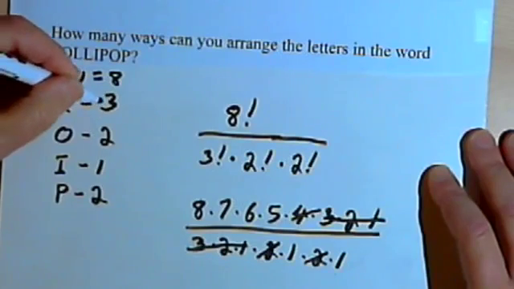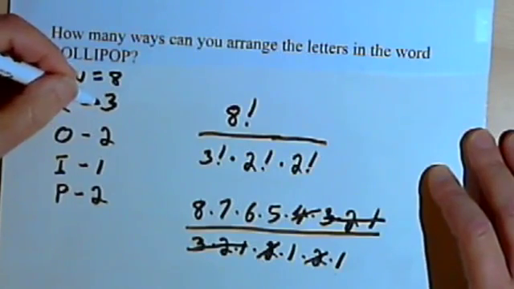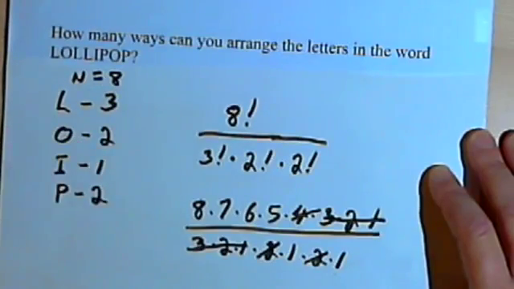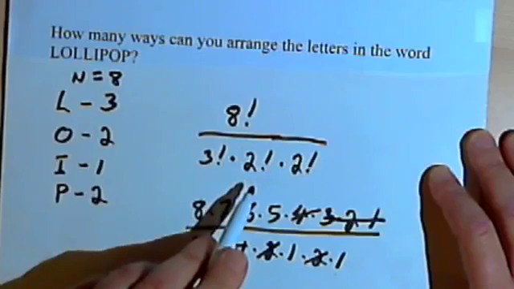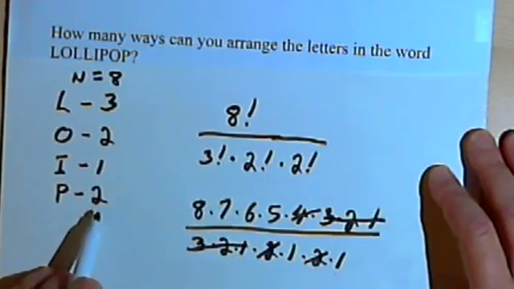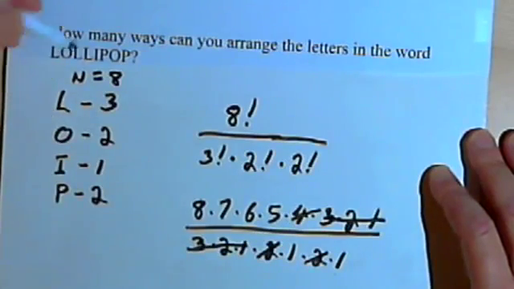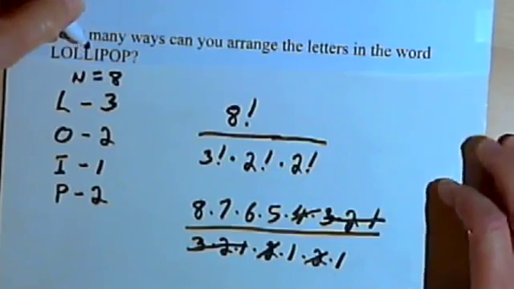So L repeats 3 times, or the size of the repeats. L repeats 3 times, we've got a 3 factorial in the denominator. O repeats twice, we've got a 2 factorial in the denominator. And P repeats twice, so once again we get a 2 factorial. Okay, so that's how you're going to deal with arrangements, permutations, when you've got repeats.